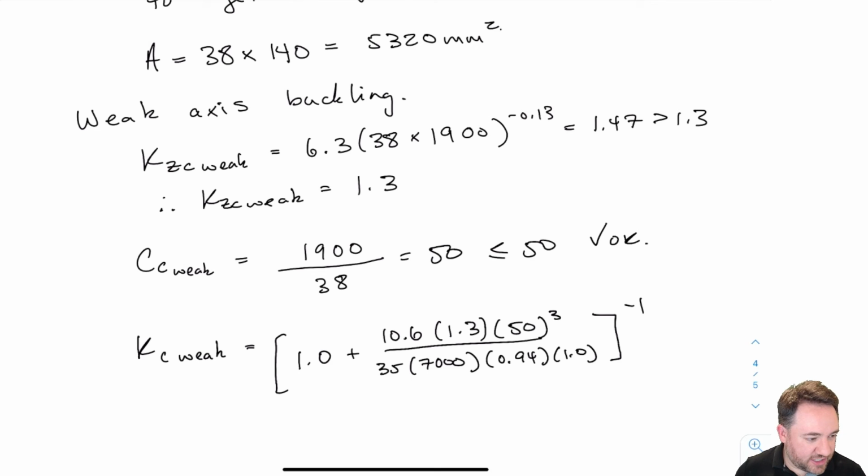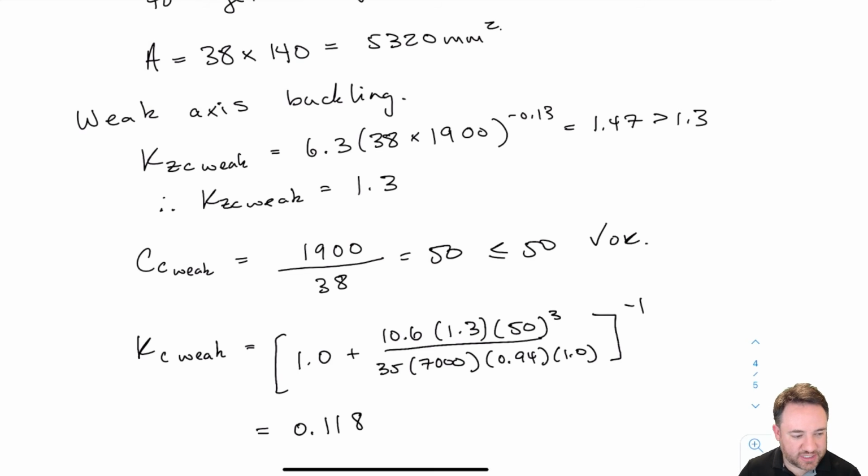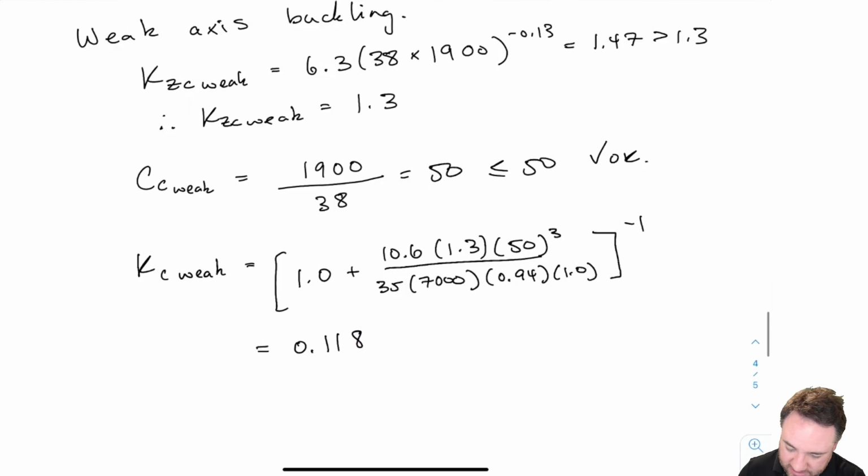So here my slenderness, 50, is being cubed in this equation. So you can imagine that that is going to be a very big number. So we're going to have a very high slenderness effect. And when I multiply all this out, at the end, I get 0.118. So I've lost almost 90% of my strength in buckling. Okay, so that's not great.